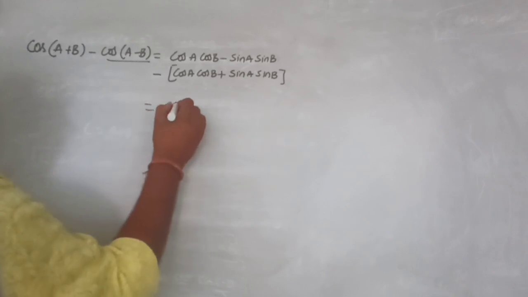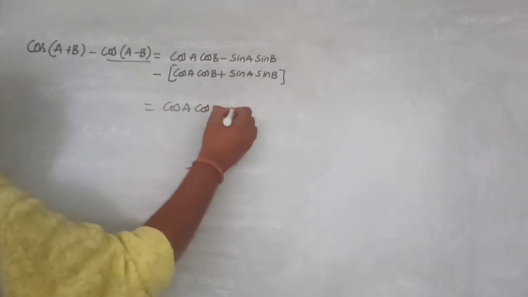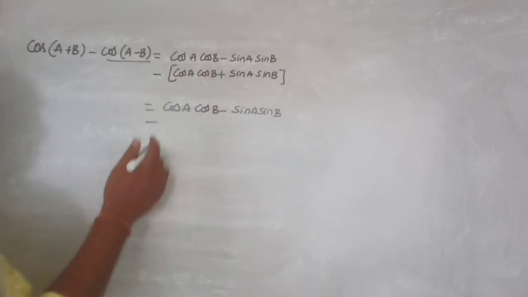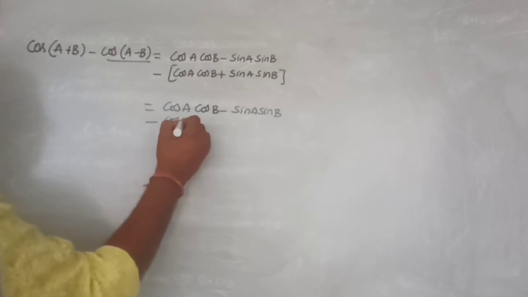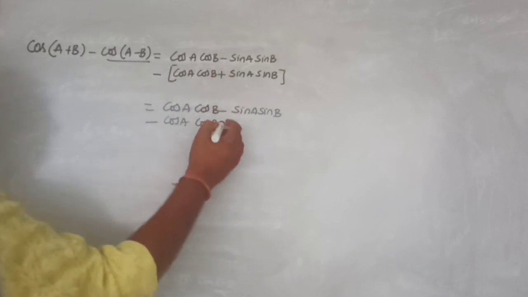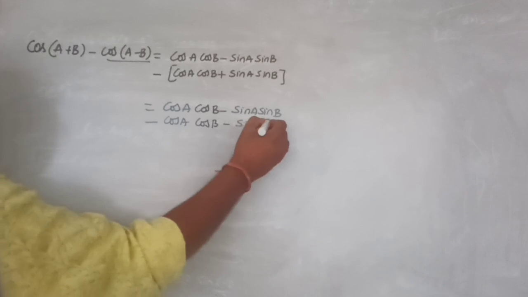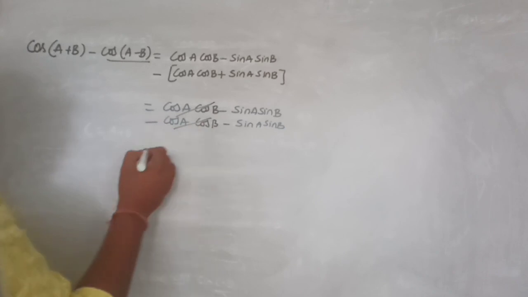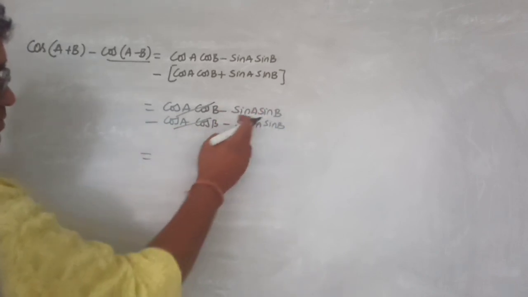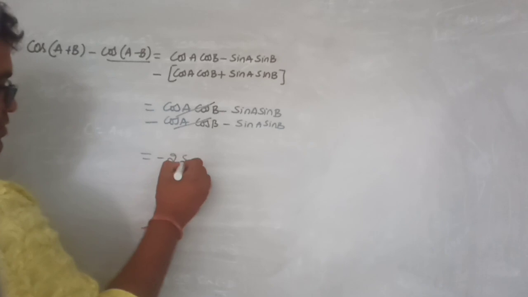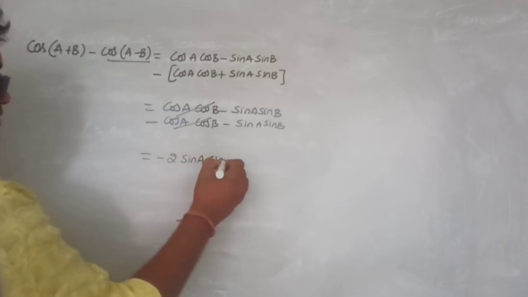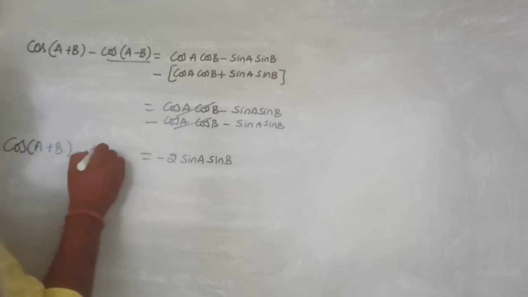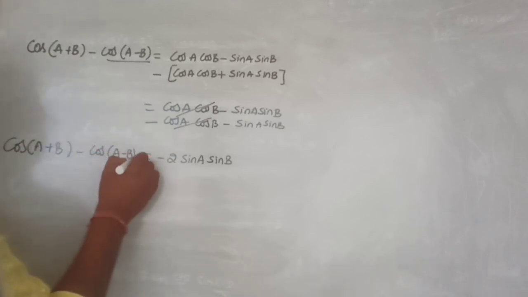So here cos a cos b minus sin a sin b, minus into cos a cos b is minus cos a cos b, and minus into plus is minus sin a sin b. So cos a cos b minus cos a cos b cancel. Here minus sin a sin b minus sin a sin b is minus 2 sin A sin B. So this is cos of A plus B minus cos of A minus B.